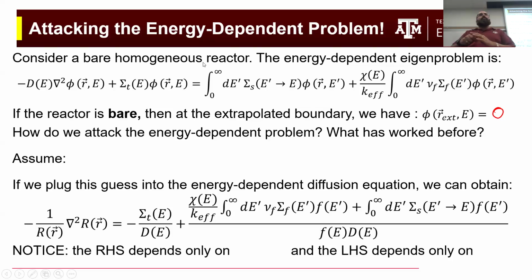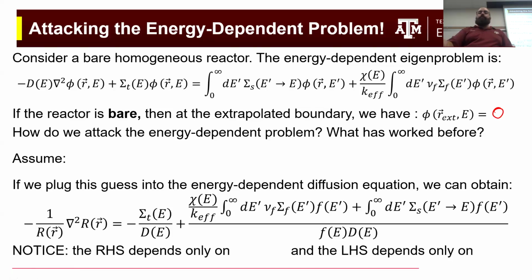What does it mean if it's homogeneous? Same material everywhere, right? That's why in this equation none of our material properties have an R argument, because if it's a homogeneous reactor, the material is the same everywhere. So you have no variation of your material properties from location to location within the reactor. That's why you don't see any R arguments on our cross sections or on the diffusion coefficient.